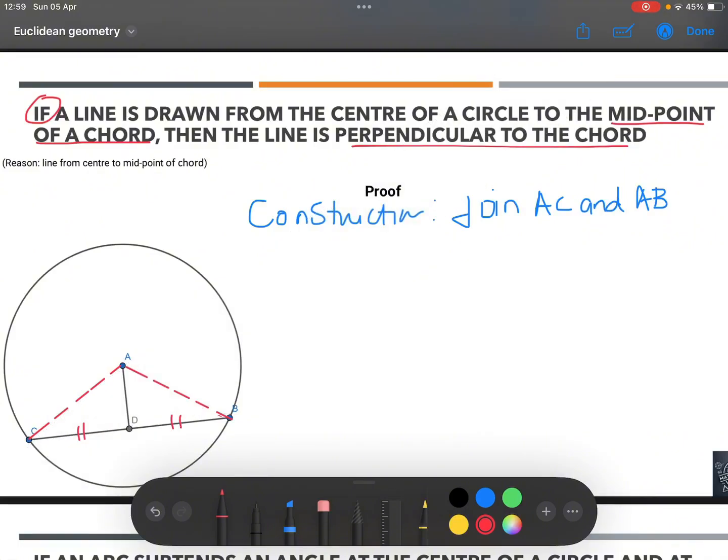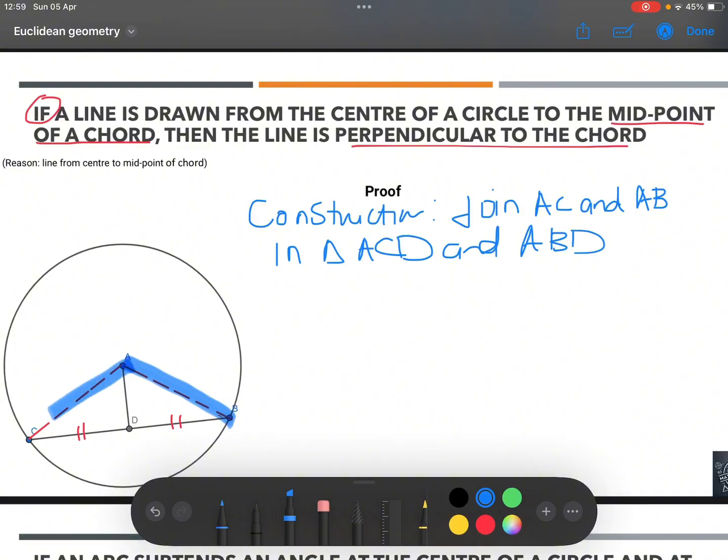So now we have two triangles that we're going to work on. We're going to work on triangle ACD and triangle ADB. Now, based on the two triangles, we can look at AB and AC. Those are radii. We have line AB and line AC.